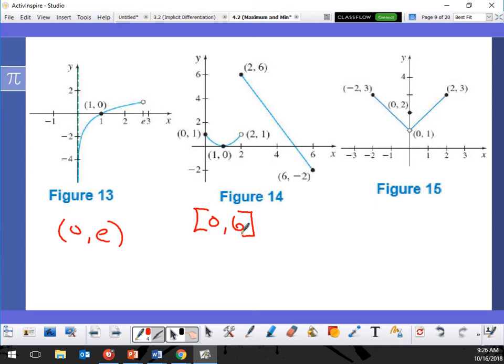Okay, is this going to be continuous? No. I'm tired. Okay, what type of discontinuity?